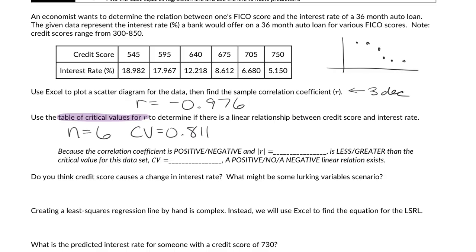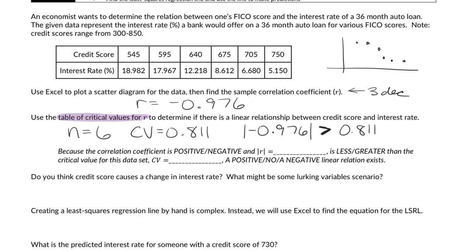Okay, so here's what we do to back up our claim. We look at the absolute value of our correlation coefficient. What is the absolute value of negative 0.976? Don't overthink it. Yeah, the positive version of that. Is that number greater than or less than 0.811? Greater than. If the absolute value of your R value is bigger than the critical value, you actually can claim with proof that this has a linear relationship.